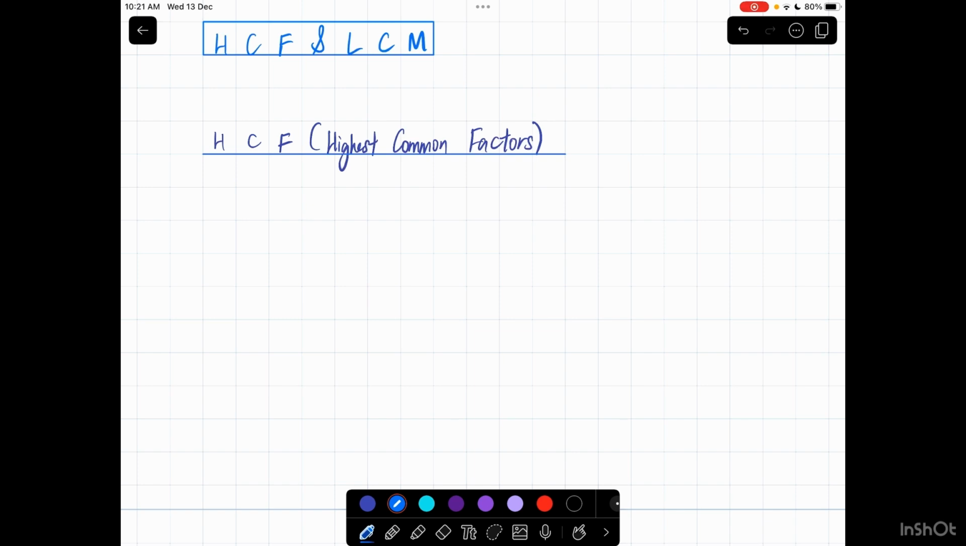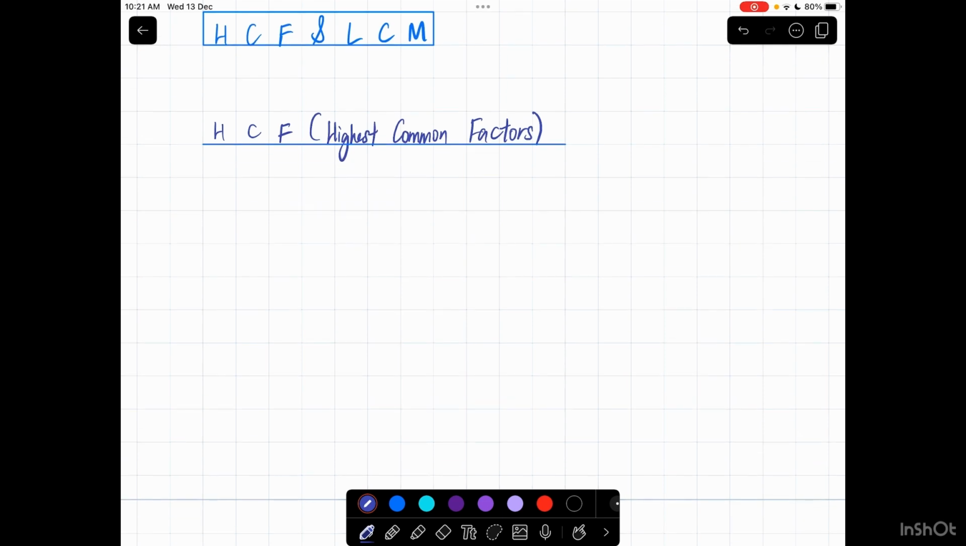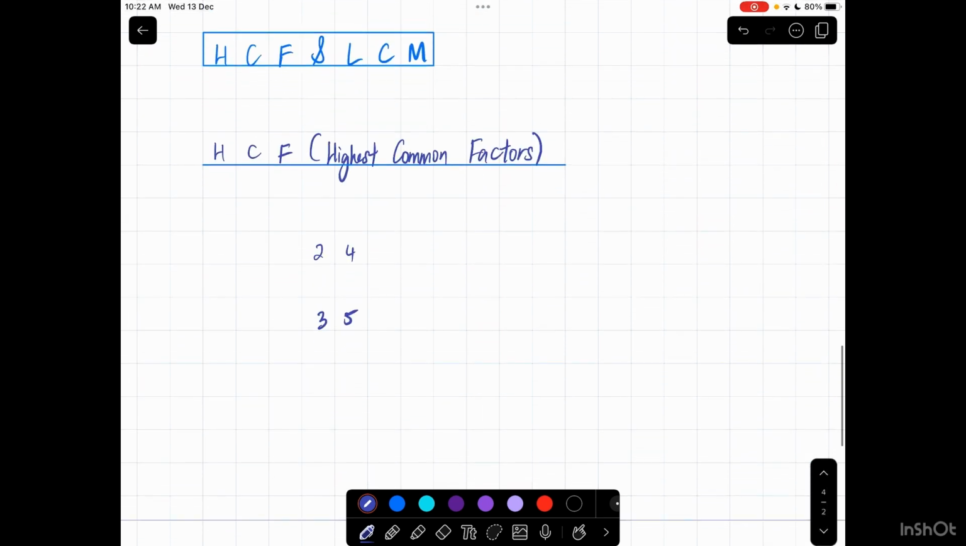All right, let's begin. For highest common factors, it's exactly as what it says, the highest common factors between two numbers. So let's not deviate too much from our example. Let's take 24 and 35. The rule applies here as well. For each and every step, try to list out all the factors.